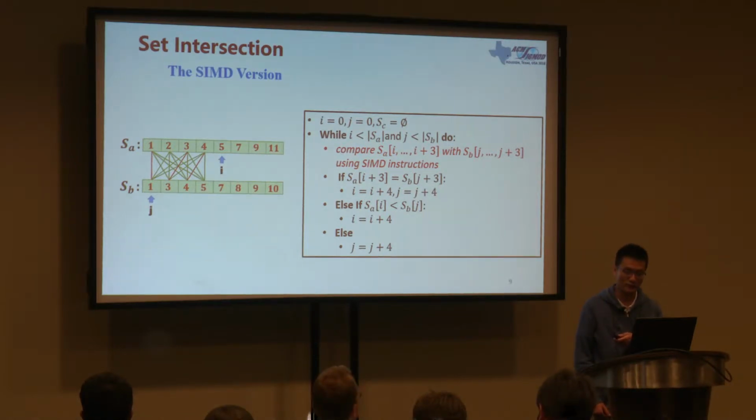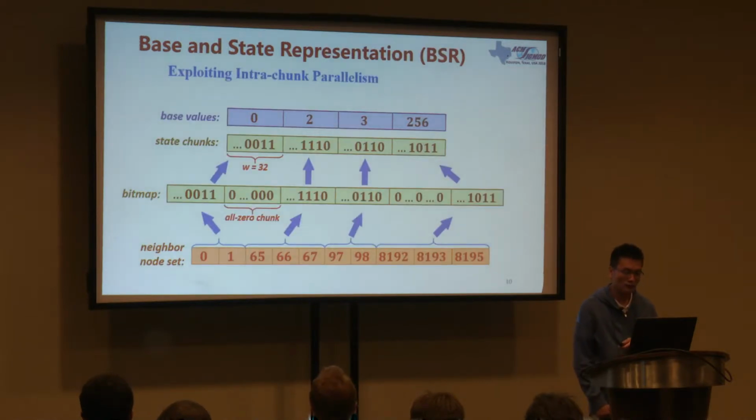Then in each iteration, we load two blocks of elements from both sides and make all pairs comparison among the two blocks of elements by SIMD instructions. After collecting the common values, we compare the last elements of the two blocks and move forward the pointers with the block size.